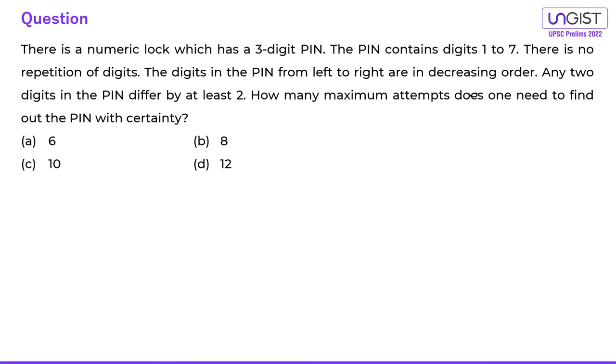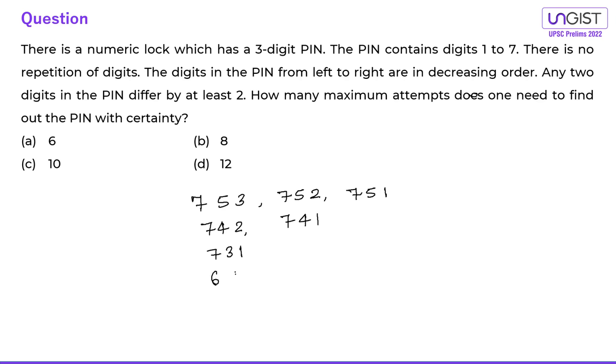Alright everyone, so here, digits 1 to 7, so the pin starts with 7 because they have to be in decreasing manner from left to right. So 7, 5, 3 is the first pin, then 7, 5, 2 is the second, 7, 5, 1 can be the third. After that 7-4-2 and 7-4-1, then 7-3-1. Okay, so starting from 7 we can have 6 pins.